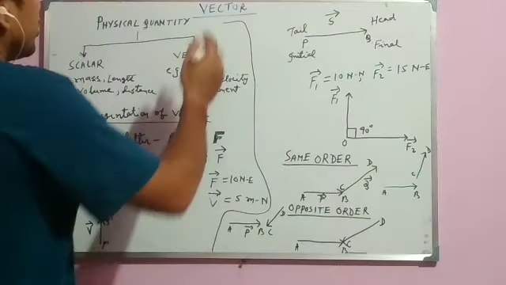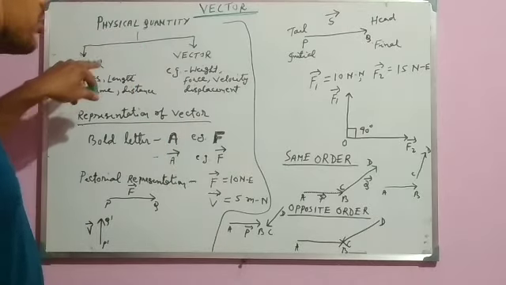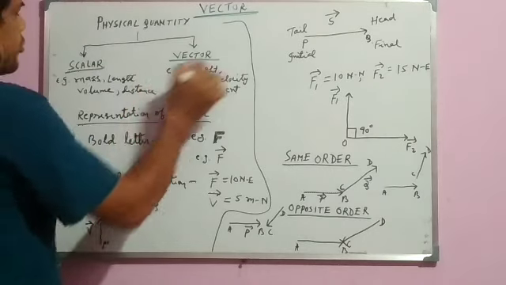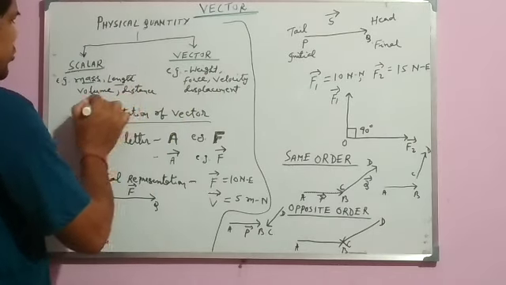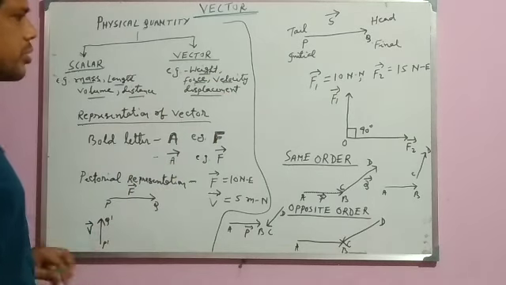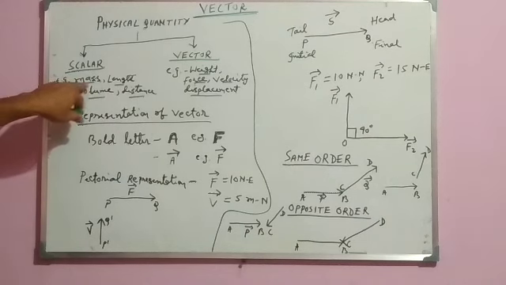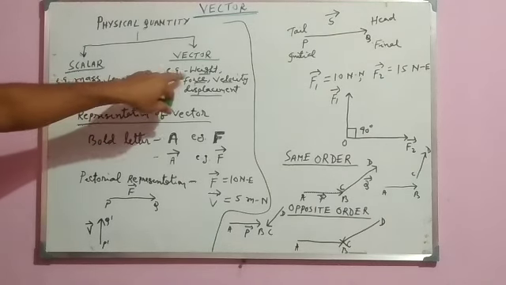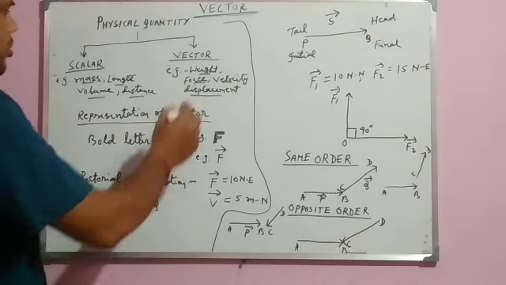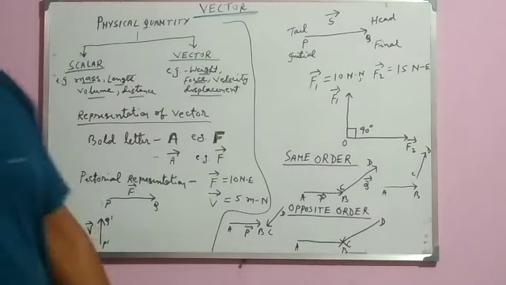Now, every physical quantity can be categorized into two. One is called scalar, another is called vector. Examples of scalar quantity: mass, length, volume, distance. And vector: weight, force, velocity, and displacement. Okay, now we specially discuss about vectors.